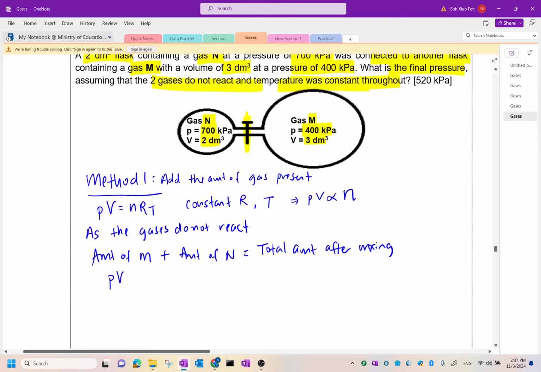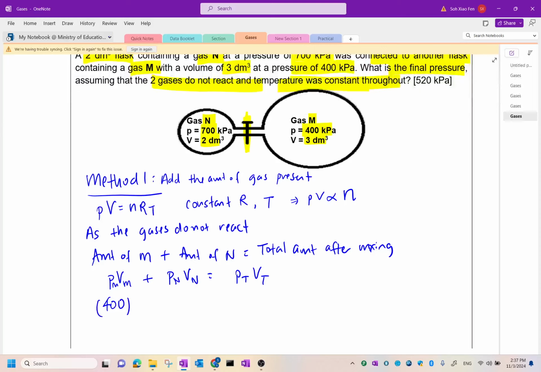So this will be what happened. So we know that PM times VM plus PN times VN will be equals to the P total times V total. Originally it was 400, so for gas M, it was 400 times 3 plus 700 times 2. So this will be equals to the P total, and the V in this case will be 2 plus 3. When I open this out, the total volume that the gas particles can occupy is actually 5 dm³. So as a result, PT will be equals to 520 kilopascal. So that's one way of calculating.